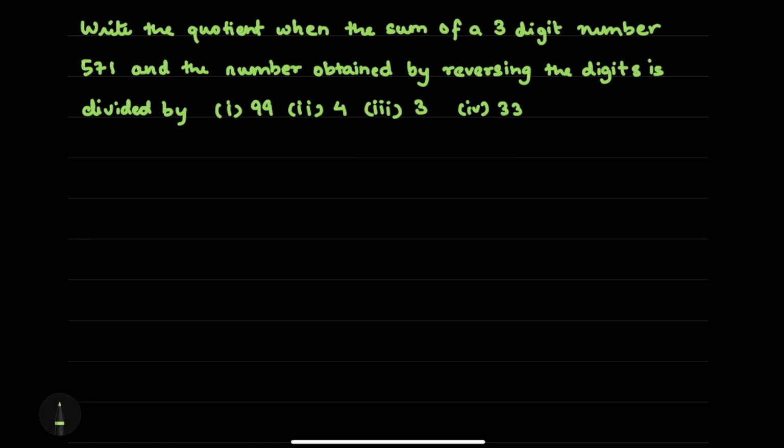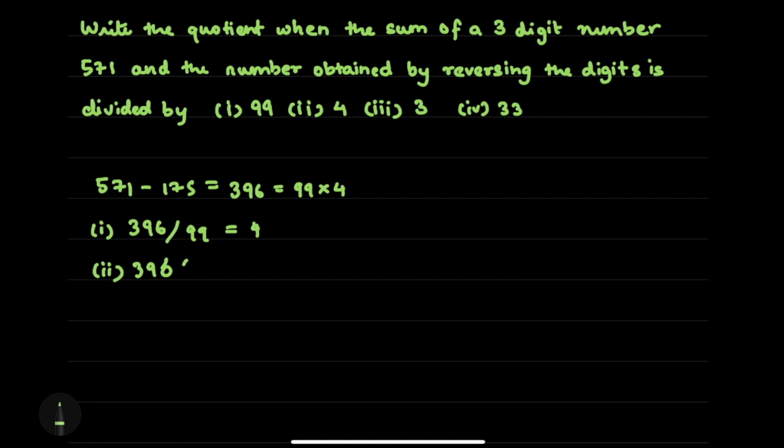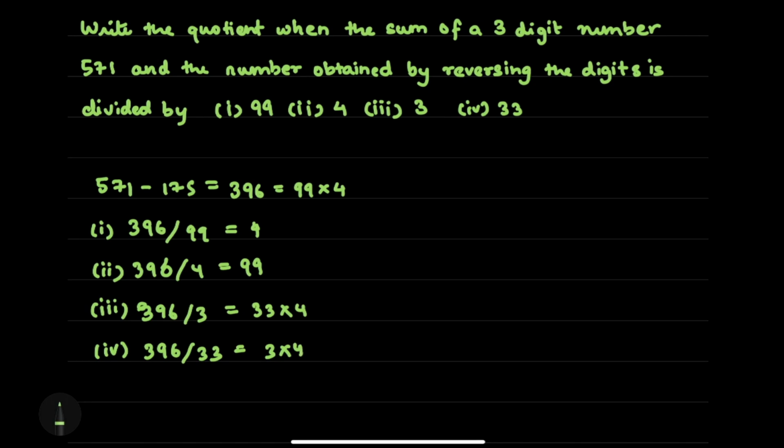So let's look at this question. We need to write the quotient when the sum of the 3-digit number 571 and the number obtained by reversing the digits is divided by these four numbers: 99, 4, 3 and 33. Try this question. Our given number is 571 and the reverse is 175. The difference of these two numbers is 396. Let's try to find the numbers which divide it. We get 99 and 4. When the difference is divided by 99, the quotient will be 4. When this is divided by 4, the quotient will be 99. When this is divided by 3, the quotient will be 33 into 4. And when it is divided by 33, the quotient will be 3 into 4. So that's how we get that.